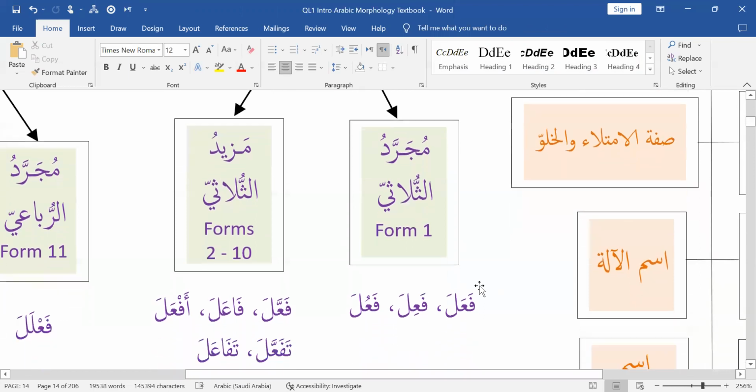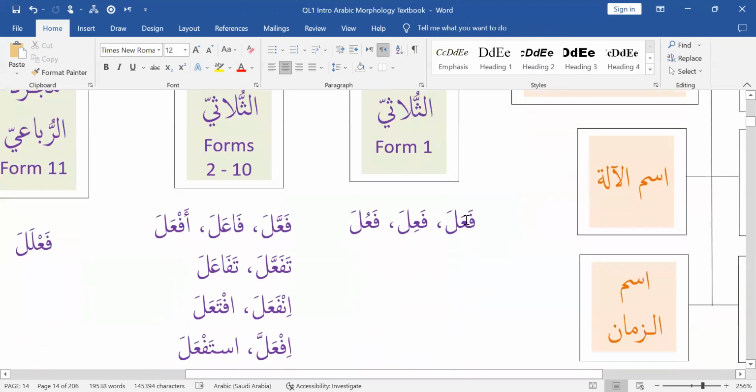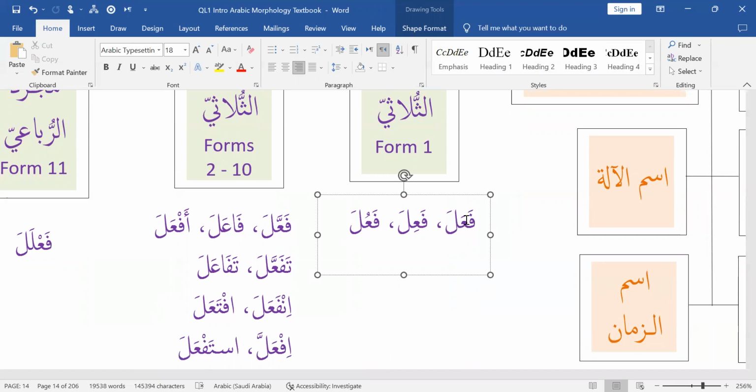So what is form 1? Well, form 1 is represented by this pattern, fa'ala or fa'ila or fa'ula. So every form 1 word will be either fa'ala like kataba, or fa'ila like alima, or fa'ula like hasuna.